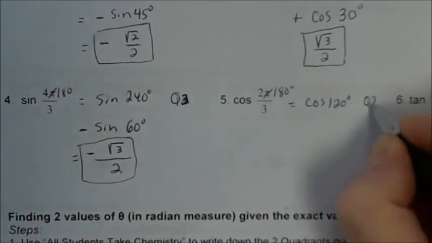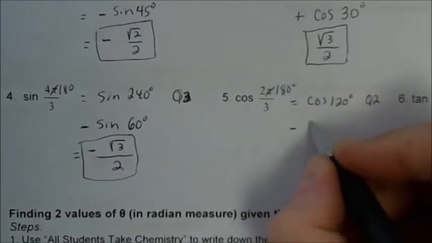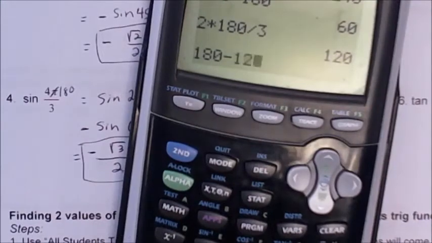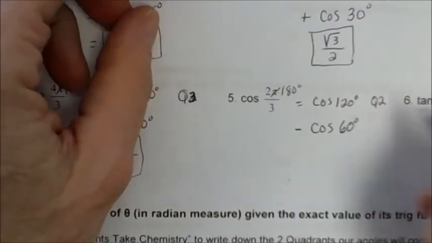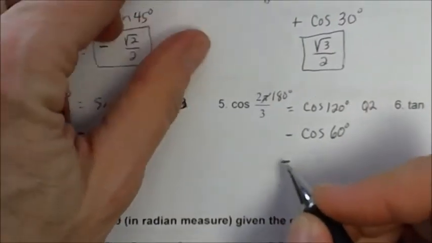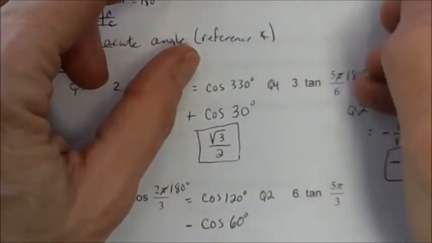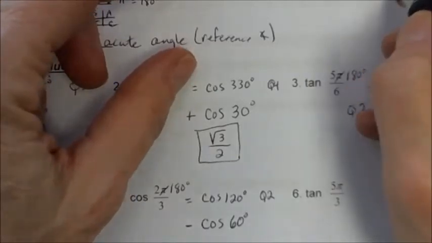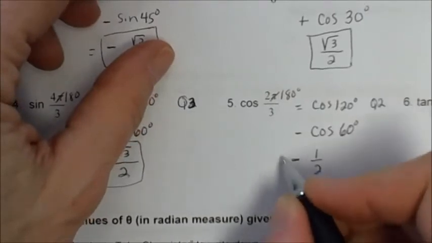120 degrees is a quadrant 2 angle. All Students Take Chemistry tells us in quadrant 2 the cosine goes negative. So we have a negative cosine of the reference angle, 180 minus 120, 60 degrees. So we're going to go up to our trick and figure out this cosine of 60 degrees. Well, the cosine of 60 degrees is the square root of 1 over 2. Well, the square root of 1 is just 1. So the cosine of 60 is just a half.